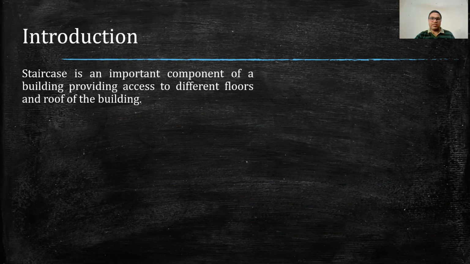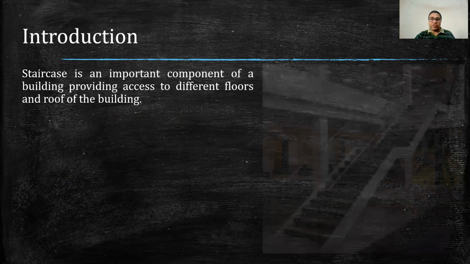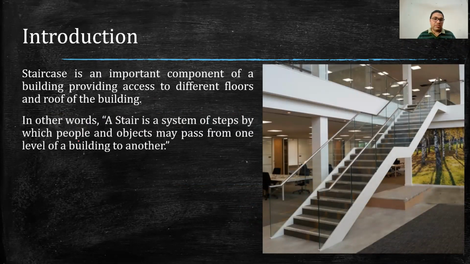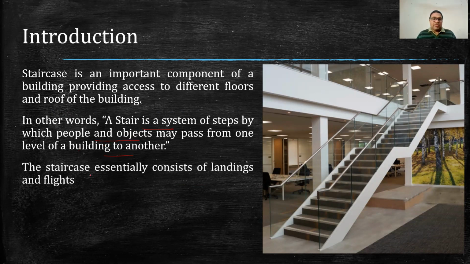A staircase is basically a component that we generally provide in the building for vertical circulation, and it can be defined in many ways. For example, in this case, a staircase is a system of steps by which people and objects may pass from one level of building to another. And the staircase generally consists of two main components. One is the landing and the second one is the flight.